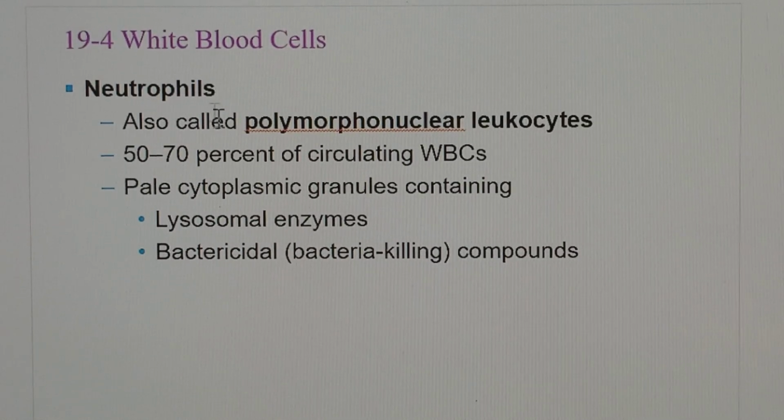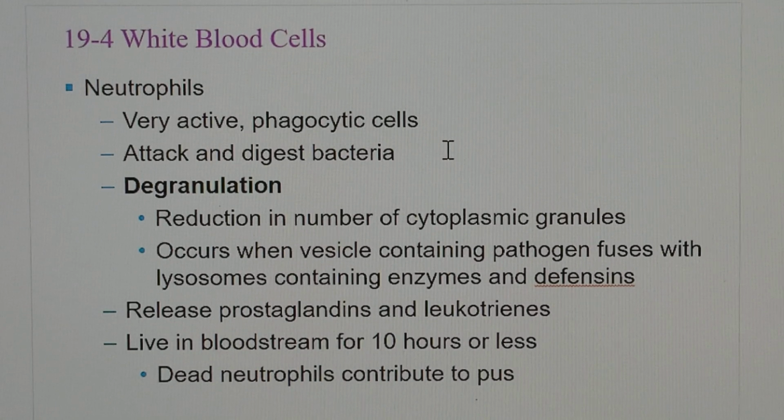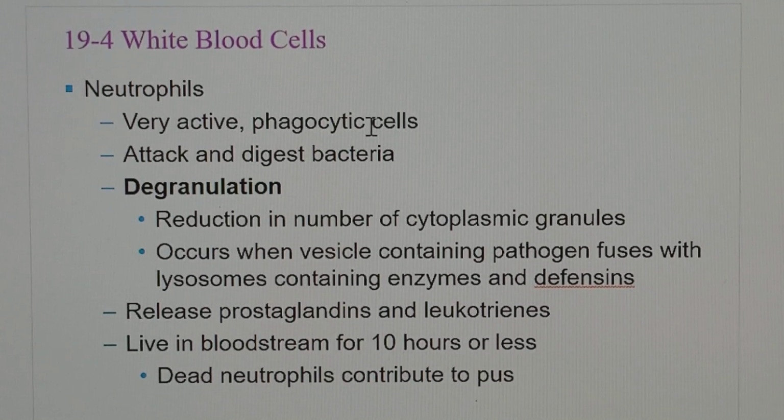The neutrophil, also called the polymorphonuclear leukocyte, that's a mouthful, is 50 to 70% of circulating white blood cells, most abundant. Pale cytoplasmic granules, so it is granular, containing lysosomal enzymes, bactericidal, bacteria-killing compounds. So the way to remember this is neutrophil associate with bacteria killing. They are very active phagocytic cells which attack and digest bacteria.